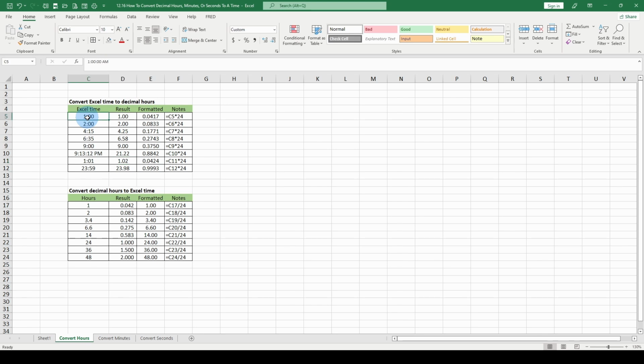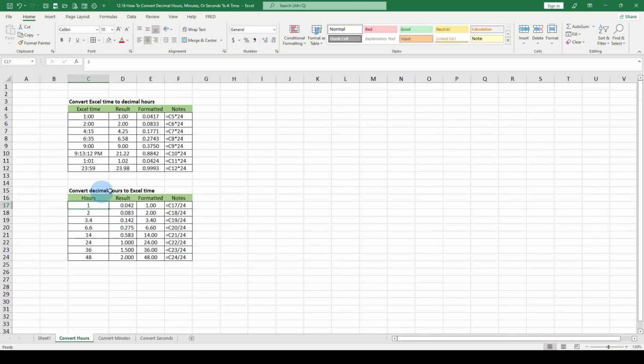Up here, this 1 hour represents 1 hour. 1 a.m., 1 hour. This represents two hours. 4:15, that means 4.25% of the day. 6.35, 9:13/12 p.m. represents what percentage of the day?